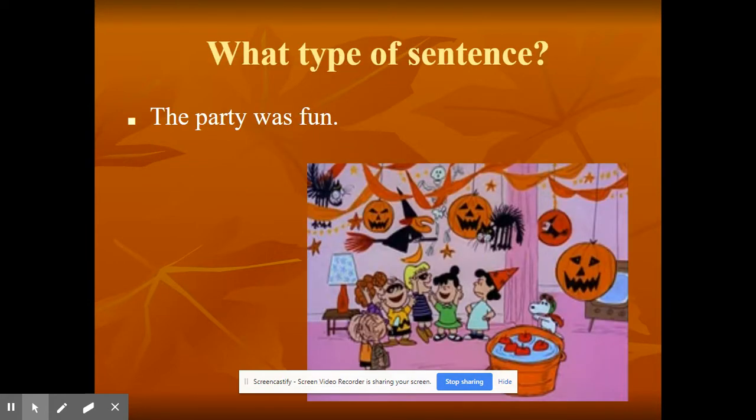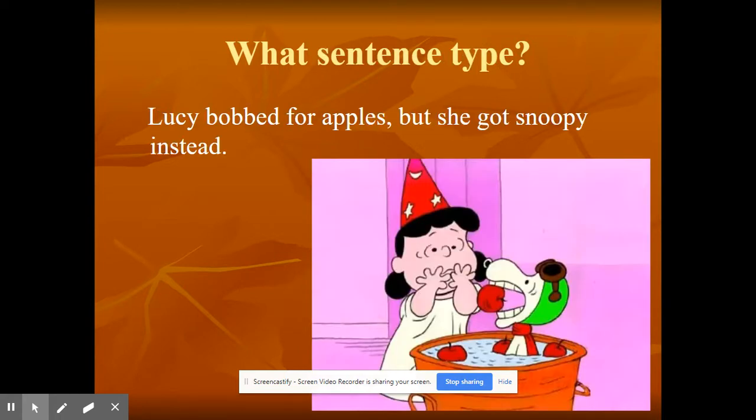For the next slides, we are going to look at each sentence and figure out what type of sentence it is, and then we'll see why. For the first one, it says, the party was fun. I have to figure out, of the types of sentences we just talked about, what kind of sentence it is. This is a simple sentence, and I know it's a simple sentence because it has the subject and it has the verb. What about the party? The party was fun. And it is just one complete thought. So that is just a simple sentence.